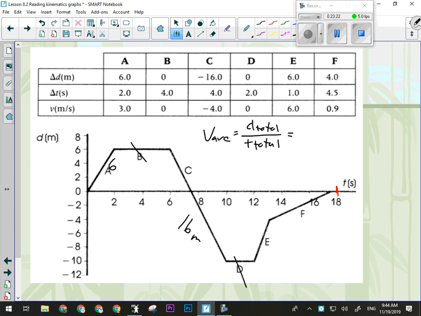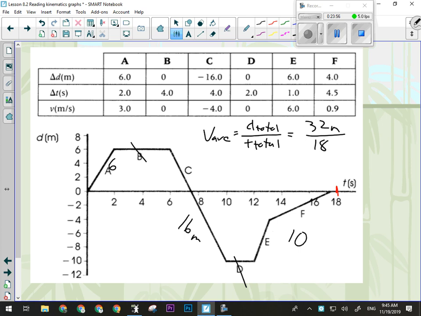Okay, and then between parts E and F, it gets back to the x-axis where y is 0, so it goes from negative 10 to 0, which is 10 meters. Okay, so that means that we go 32 meters. And that takes 18 seconds. Can I calculate my average speed? Yes. It's like, what, 1.8? All right, everybody okay with how that one worked?